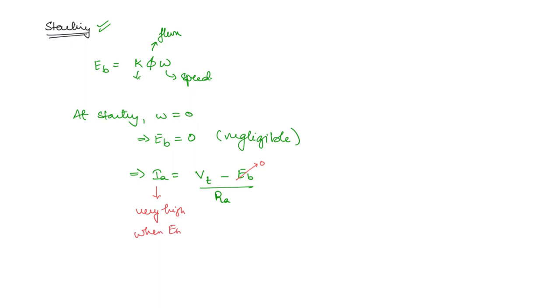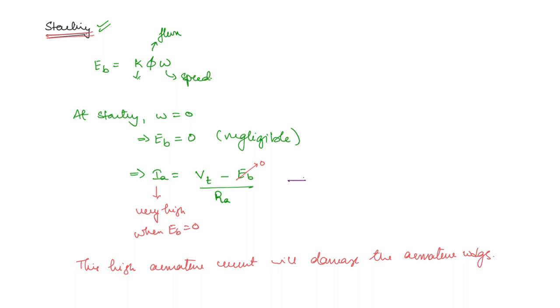when Eb is equal to 0, which is what we are experiencing during the starting. Now when the armature current is very high, what will happen? It will damage the windings. This high armature current will damage the armature windings or the machine windings. Okay. So obviously we don't want this. So that is why we are discussing about starting. This is the problem that we have to overcome.